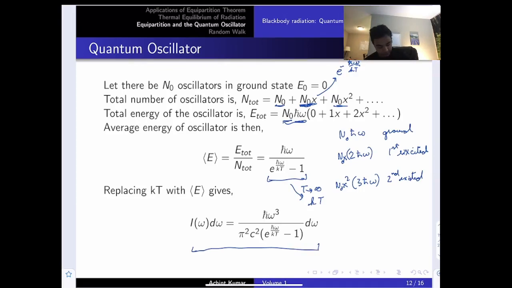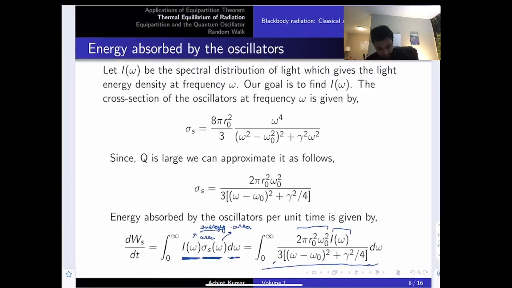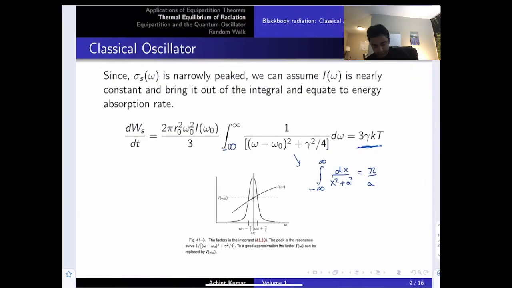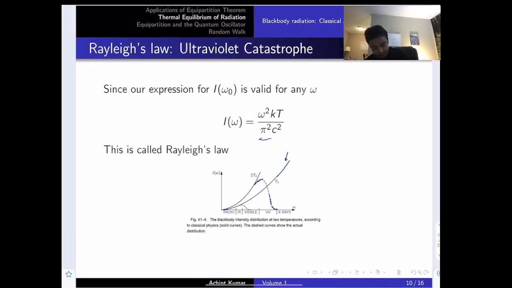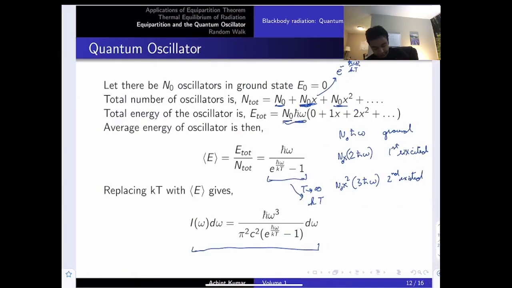So just so you know, we had calculated I of omega to be equal to 3 gamma kT, and I'm replacing kT, it was this omega squared kT over pi squared c squared, and I'm replacing kT with the distribution that I've calculated here to finally end up with this expression. And if you plot this I of omega, it looks exactly as we see in experiments. It goes up and then it comes down.